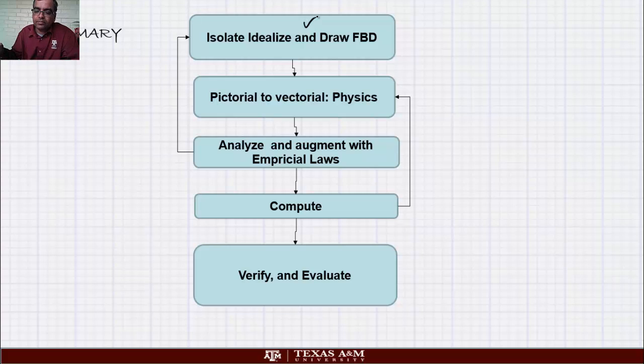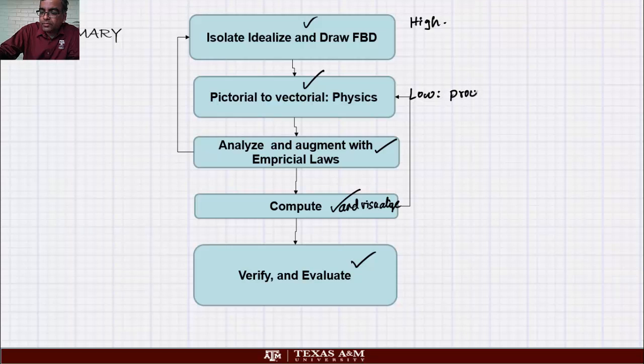Isolate and idealize, pictorial to vectorial, analyze and augment, compute and visualize, and verify and evaluate. This is high in Bloom's taxonomy. This is low, provided you know how to do it, this is a fixed procedure. This is high. For us, this is low, because for us, this is high.